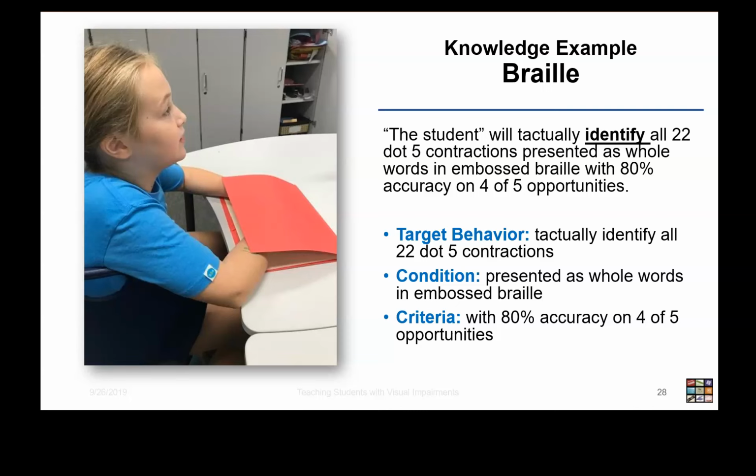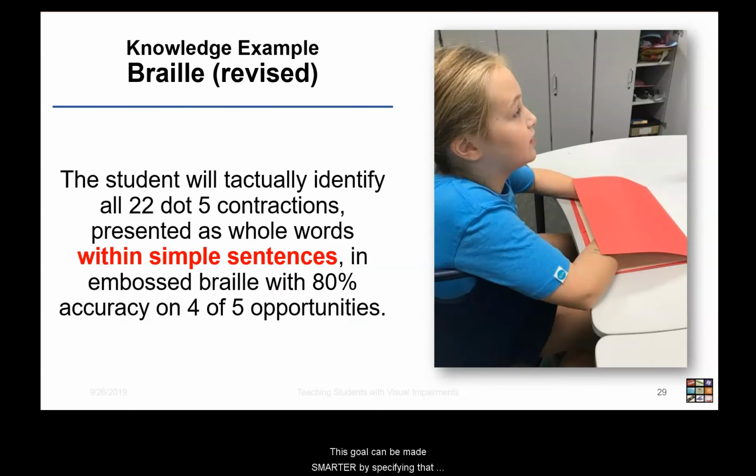This goal can be made smarter by specifying that the student will read the words when presented within simple sentences. That way, the goal focuses on her reading them within context rather than just reading vocabulary cards. The goal now reads, the student will tactually identify all 22.5 contractions presented as whole words within simple sentences in embossed Braille with 80% accuracy on 4 of 5 opportunities.